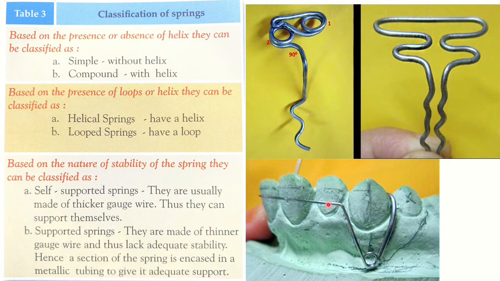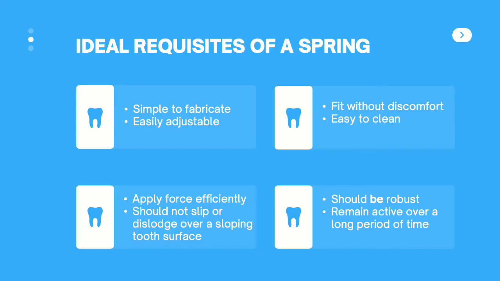Okay. What are the ideal characteristics of a spring? First, it should be simple to fabricate. It should be easily adjustable. It should apply force efficiently. It should not slip or dislodge over a sloping tooth surface. It should fit without discomfort. It should be easy to clean, and it should be robust and should remain active over a long period of time.